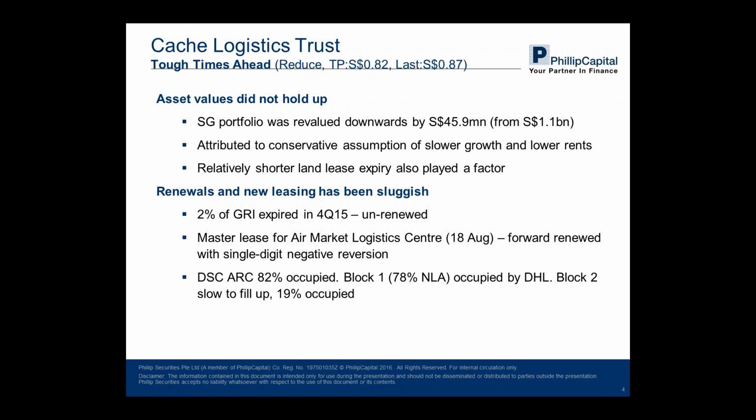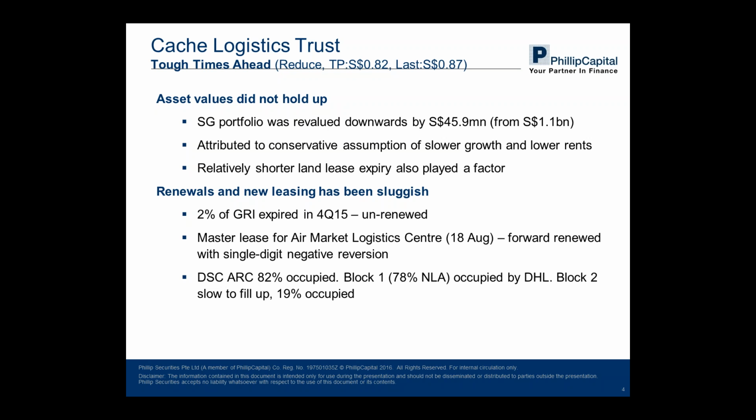Renewals and new leasing has been sluggish. In the fourth quarter of last year, they had 2% of lease expiries by gross rental income, and this 2% was unrenewed. But to put things in perspective, this 2% represents small pockets of spaces within the portfolio.